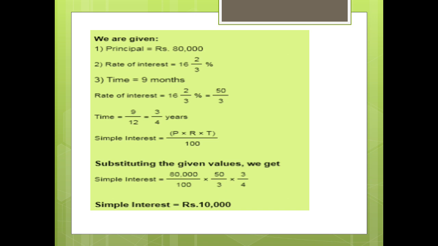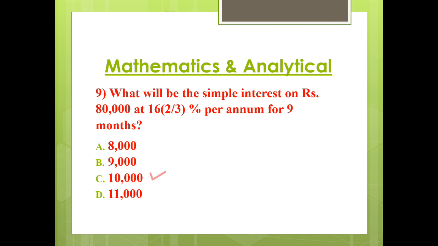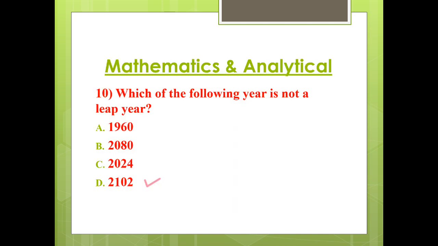Time is taken as 9 by 12. Why? Because we are always taking time in years. They have given us 9 months, so 9 over 12 is equal to 3 by 4 years. Now put it into the simple interest formula, which is P into R into T over 100. P is the principal. So we are just substituting the values. When you substitute the values and simplify, the answer is rupees 10,000, which is of course C.